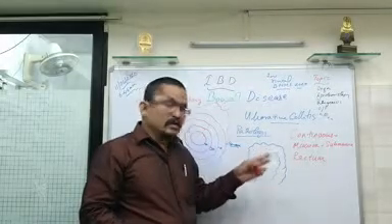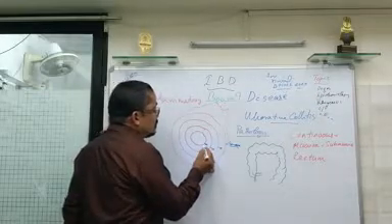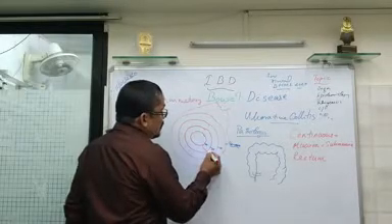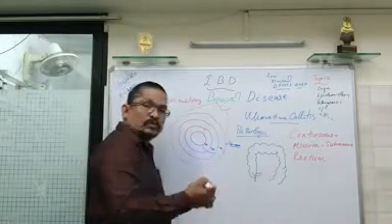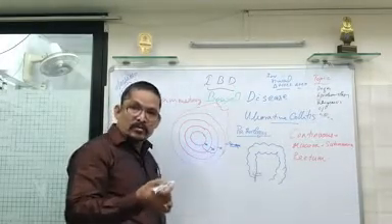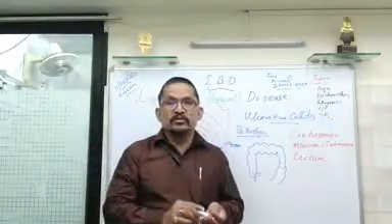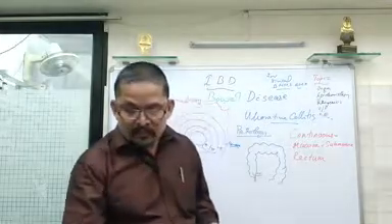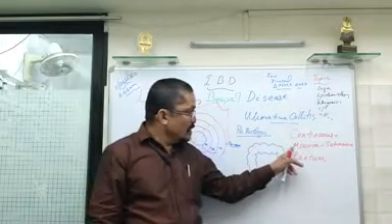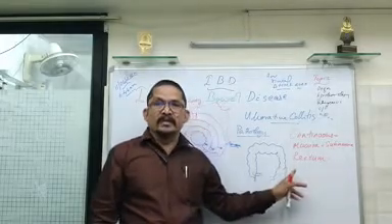Very rarely it can extend; usually it will limit from mucosa to submucosa. Very rarely it may extend up to the muscularis, or very rarely up to the serosa also. So it is continuous, limiting mucosa and submucosa, and starts from the rectum.